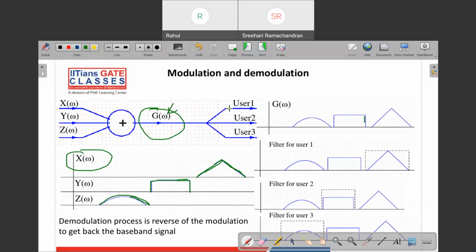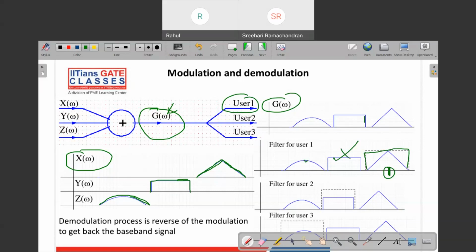Now, user one is going to receive all three of them: this circular, this rectangular, this triangular. But all three of them are located at different frequencies. So what user one can do is apply a band pass filter centered somewhere around this frequency and recover this triangular, and this band pass filter will reject this one and this one.